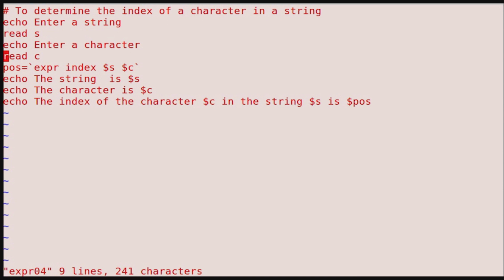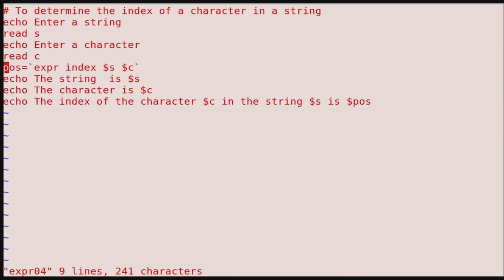The fifth line of the script is read c. This read command will read the input from the standard input device, and the input read will be assigned to the variable c. The sixth line of the script is an assignment statement: pos=`expr index $s $c`. Backquote is used for command substitution.